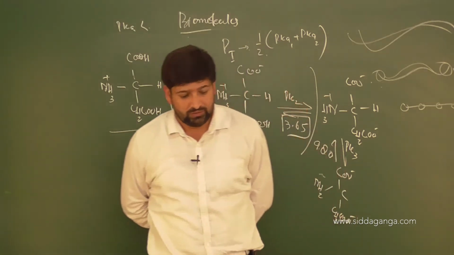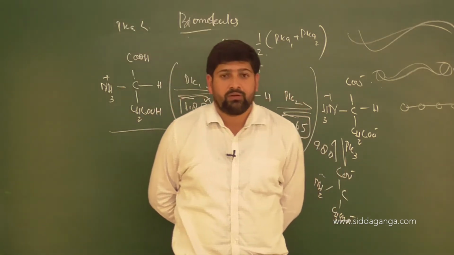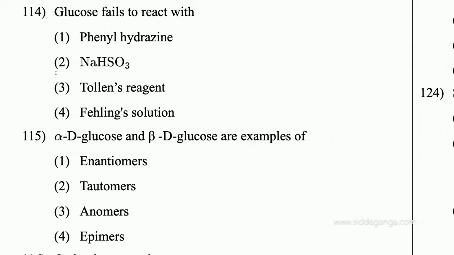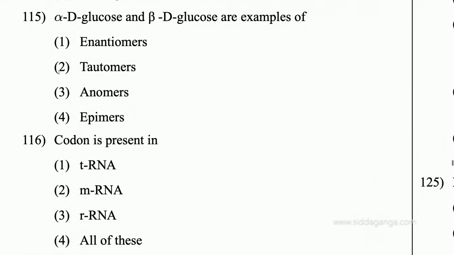Question next, children. Question 114. What's it asking us? Glucose fails to react with which of the following? Yes, it is NaHSO3, because it does not give you the addition product. Addition product it's not giving, that means glucose for the most period of time is found in which form? Cyclic form. Am I clear? It will give Tollens' test, it will give Fehling's solution test, right? Because glucose is a reducing sugar. Correct.